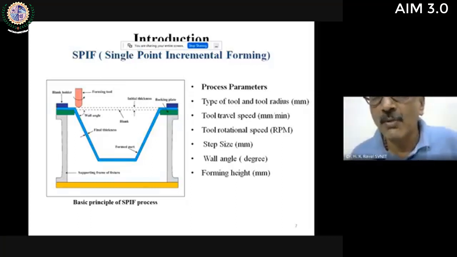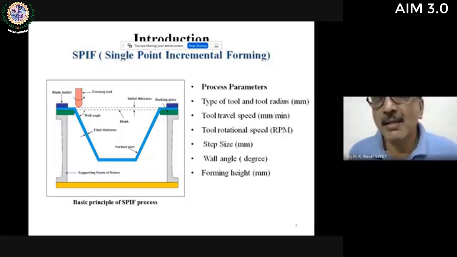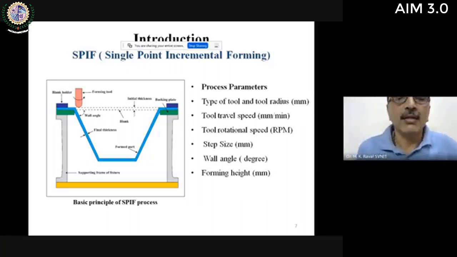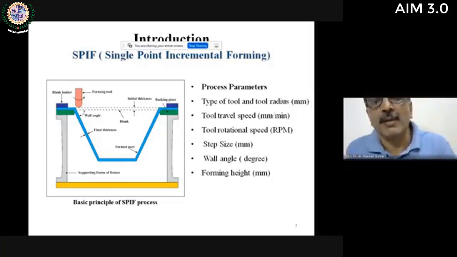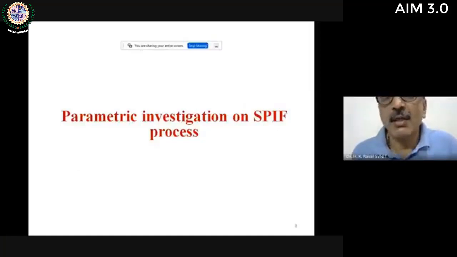Of course, I missed out two more parameters, one of which is the wall angle, at what angle you would like to deform this cup. It can be 60 degree, it can be 50 degree, likewise. There are certain limitations in single point incremental forming, that you cannot form the cup up to 90 degree, or I would say it should be lesser than that. Then the forming height, up to what depth you can carry out the cup forming, meaning what should be the cup height. These are the parameters which control the entire SPIF process. So let us start with the investigations of the various parameter effects on incremental forming.